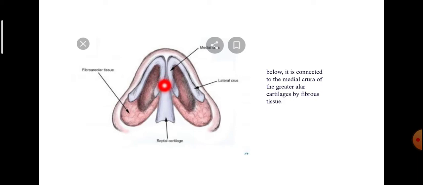The lower lateral cartilage has a medial and a lateral crura. The two crurae join together to form the columella, and the two crurae are joined by the ligament of Pitanguy, and to this is inserted the lowest part of the cartilaginous part of the nasal septum.